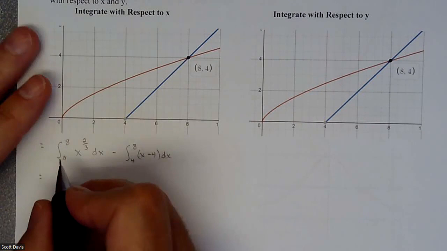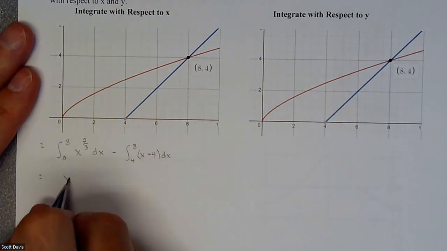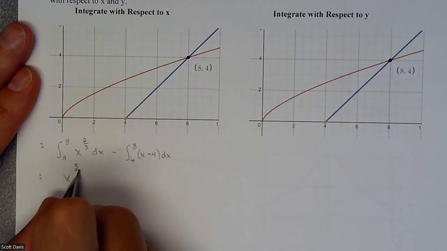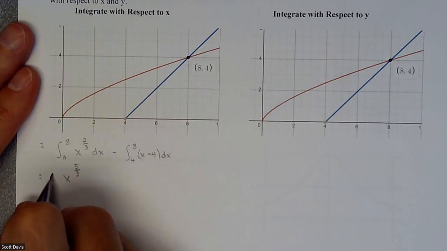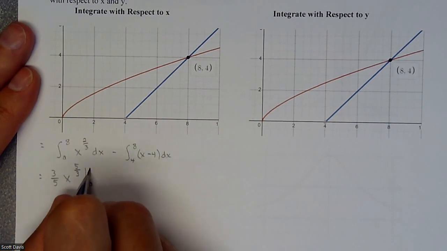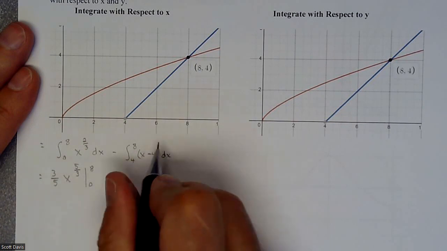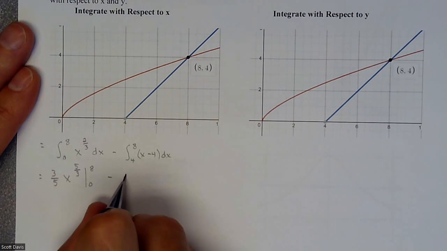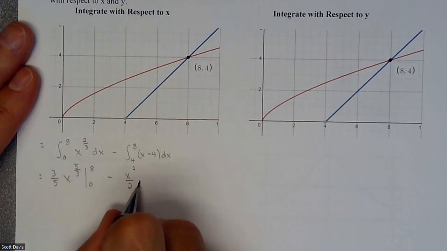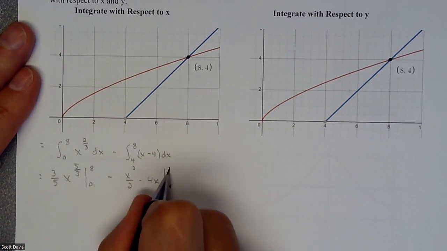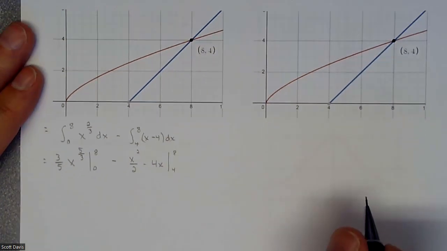So let's go through the math here. If we add 1 to the power, 3/3 makes this a 5/3. We would be dividing by 5/3, or multiply by its reciprocal, and we'll go from 0 to 8. Minus, if we do the antiderivative of that, we're going to be adding a power and dividing by that power. So x squared over 2 minus 4x from 4 to 8. All right, so let's do our math.